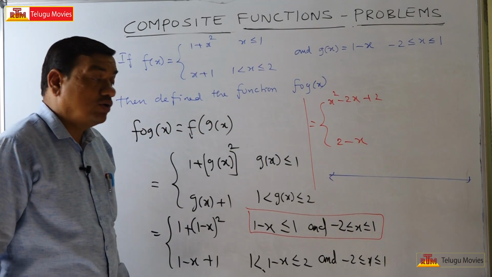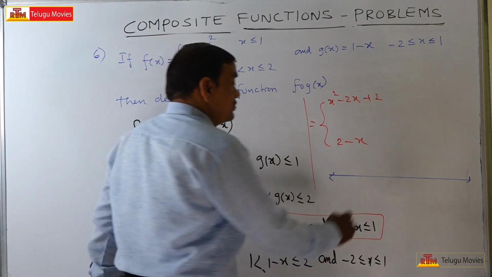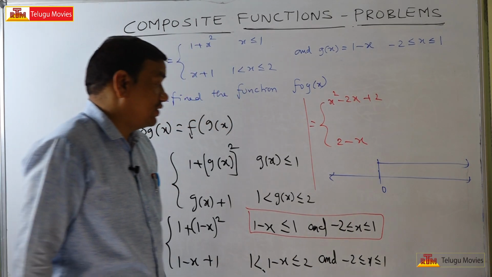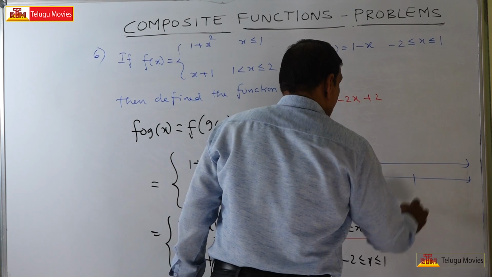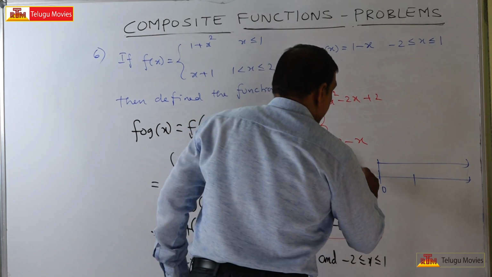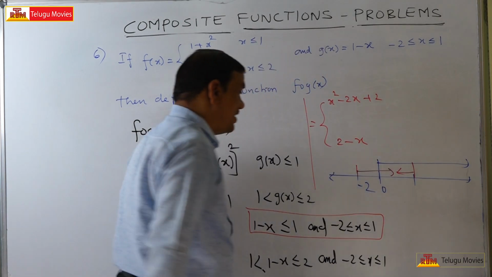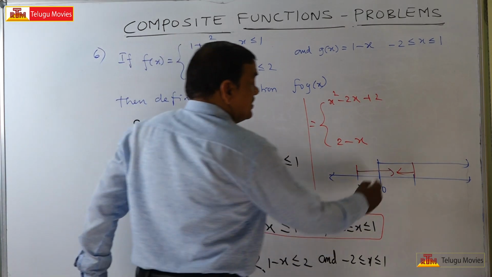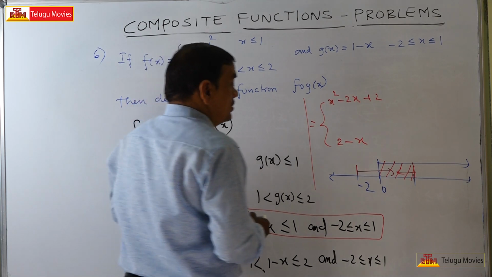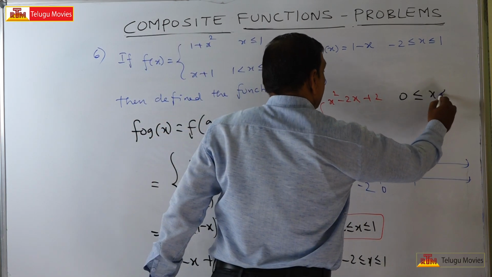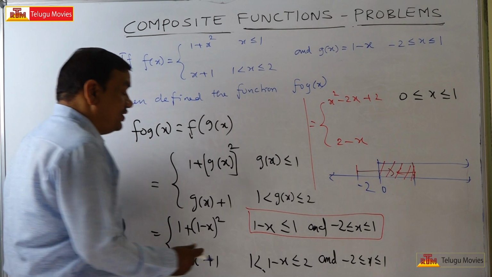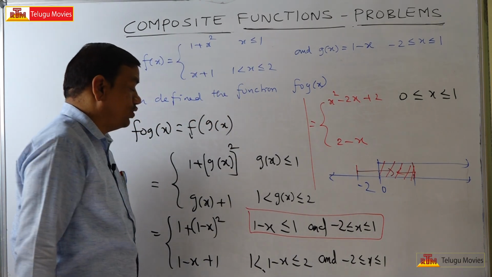1 minus x less than or equal to 1 means what? x greater than or equal to 0. So this is equal to 0. -2 less than or equal to x less than or equal to 1. So this is -2, 1. This is the intersection part you have to take. What is the intersection part? This will be the intersection part. That is, here you have to write down 0 less than or equal to x less than or equal to 1. Okay? Right.